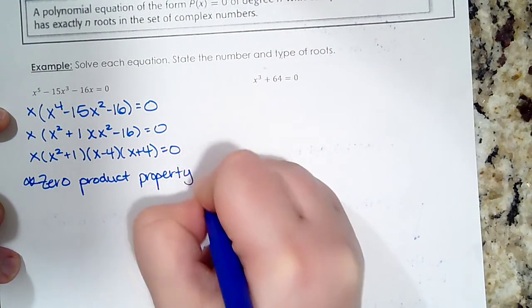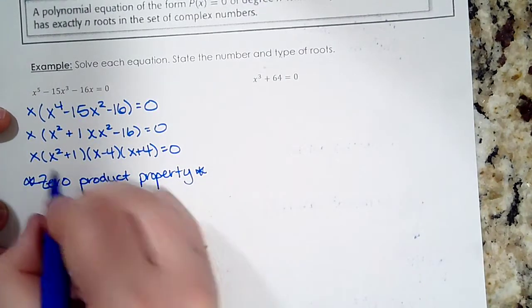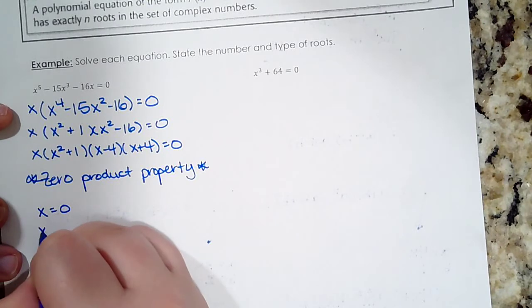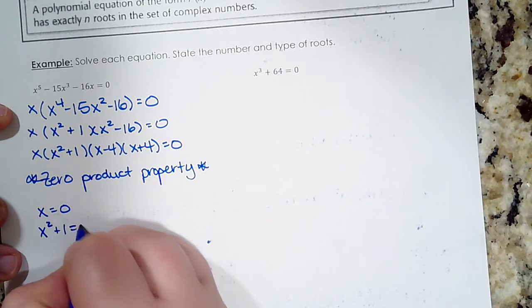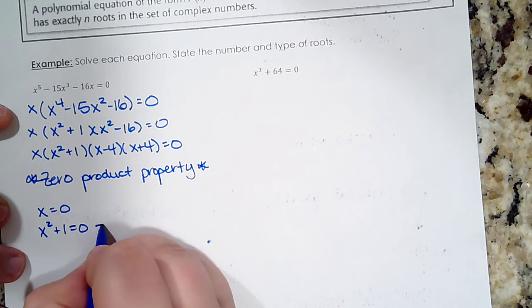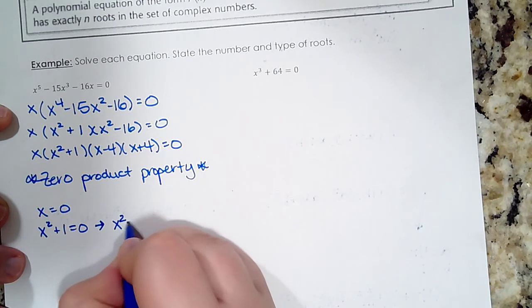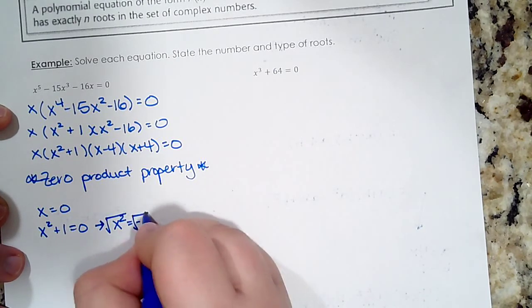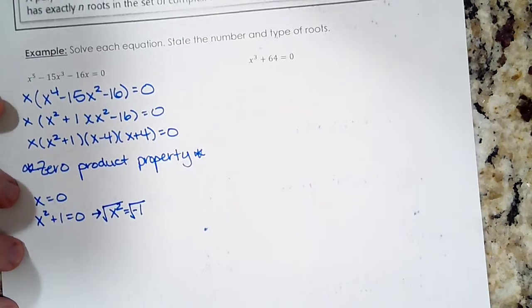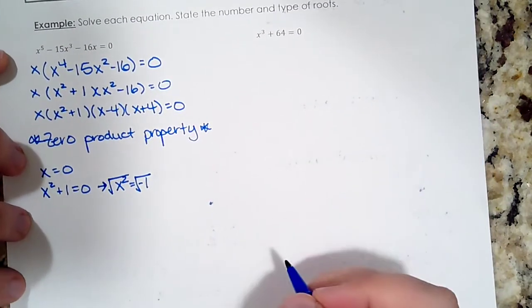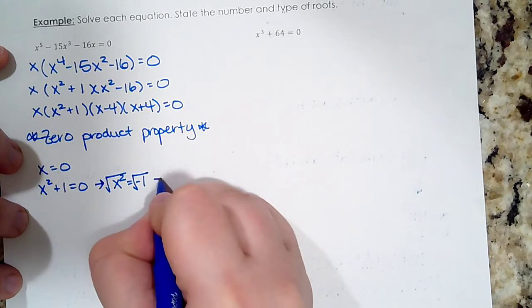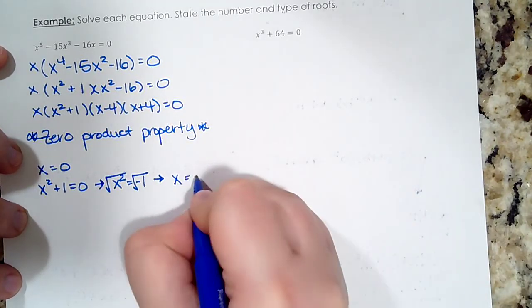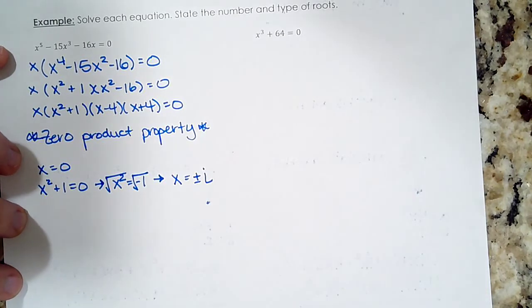Zero product property, that's what we're doing right here. All right, so my x could equal 0. That's a pretty simple one. x squared plus 1 could equal 0. Now when I solve this one, I'm going to get x squared equals negative 1. And when I take the square root of both sides, notice the square root of negative 1, we should remember, is what? It should be i. So I'm going to have x equals plus or minus i.